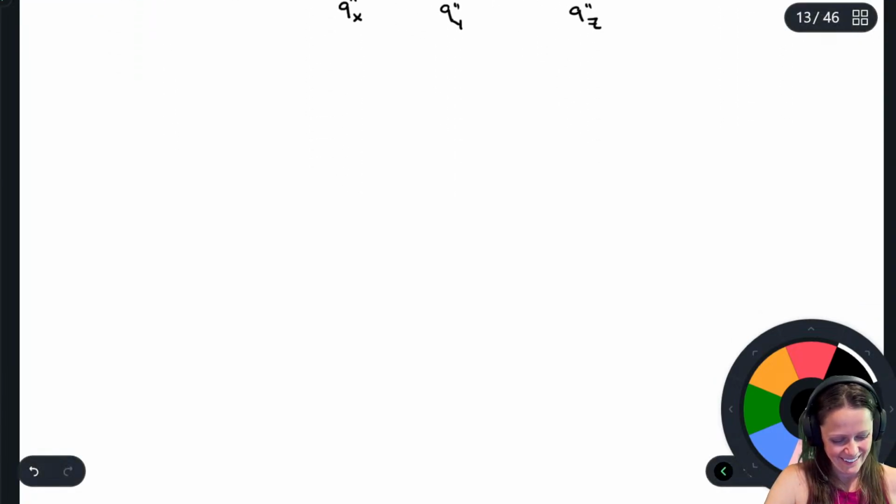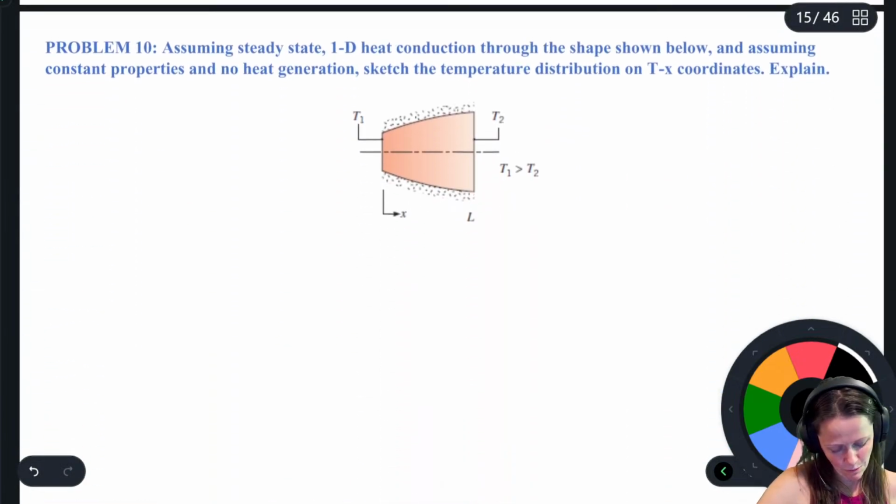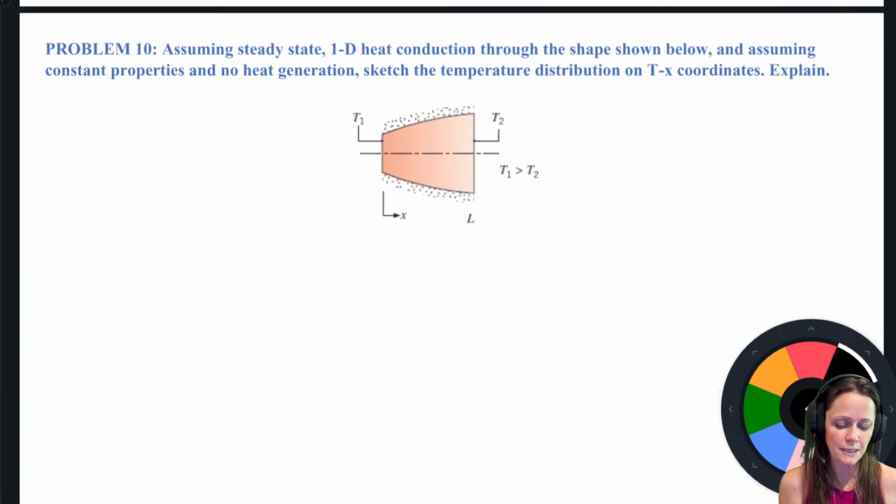All right. So let's move on to this guy. So we've got assuming steady state one-dimensional heat conduction through the shape shown below. So it's sort of like a cone looking thing. This is the cross section of a cone, sort of a cone.